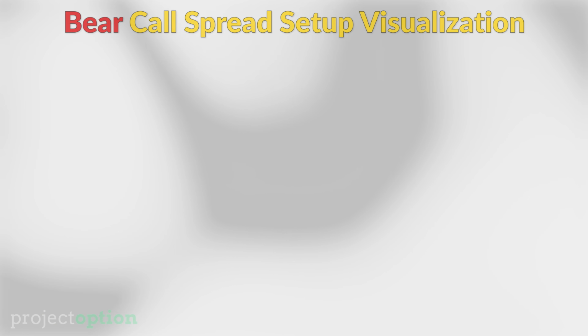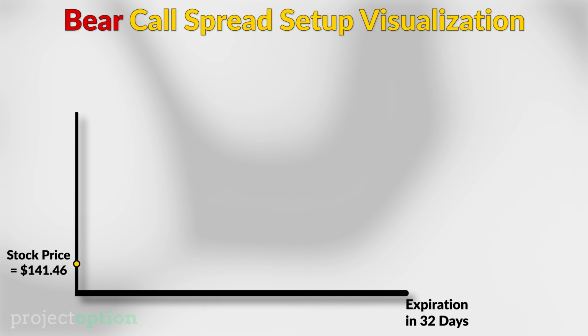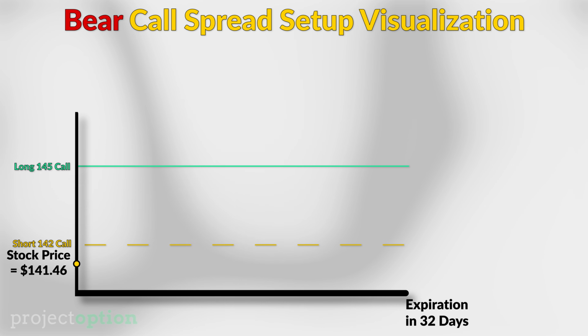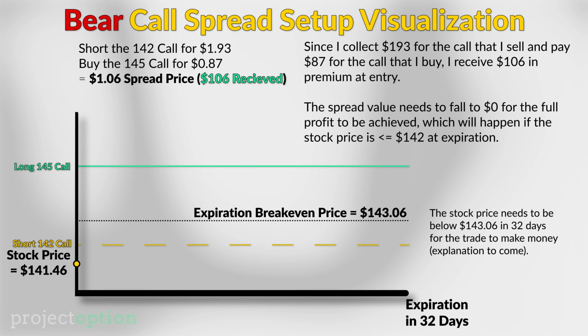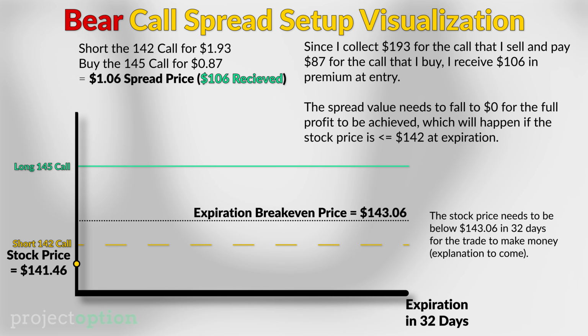In this example, the stock price is at $141.46 at the time of entry, and to construct the spread, I will short the 142 call for $1.93 and buy the 145 call for 87 cents. Both options are in the 32-day expiration cycle. So the entry price for this spread is $1.06 that is received, since the call that I shorted, the 142 call, is more expensive than the call that I purchased, and this results in a net premium collection at the time of entering the trade.